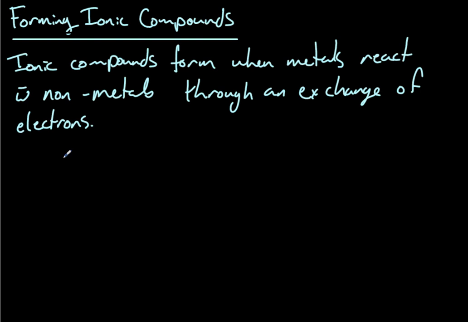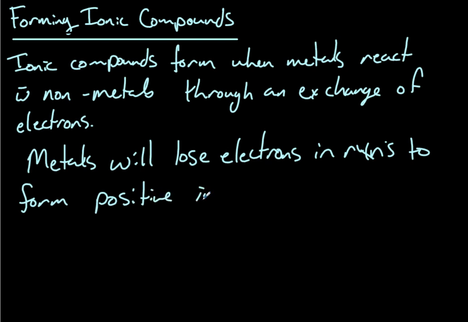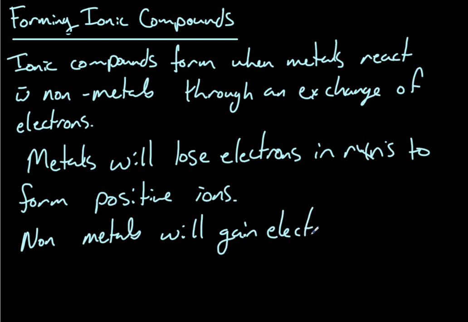Okay? So metals will lose electrons in reactions to form positive ions. Nonmetals will gain electrons to form negative ions.